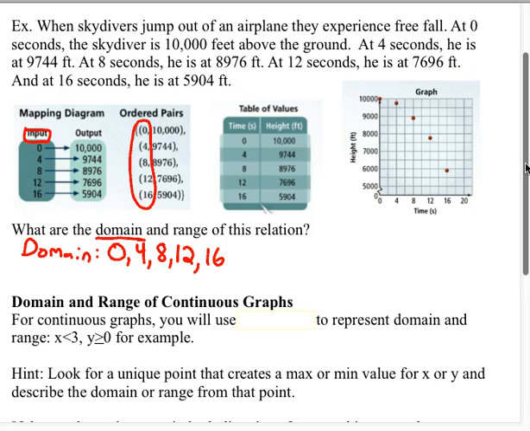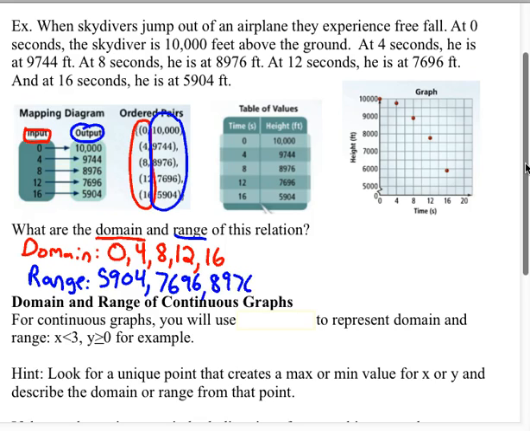The range is going to be the list of Y values or the list of outputs. Okay, so listing outputs, or think of it as listing the Y values of the coordinates. Okay, so when we look at that, the range is going to be, well, I have 5,904, 7,696, 8,976, 9,744, and 10,000. So when it's distinct points, you can literally just list them out.